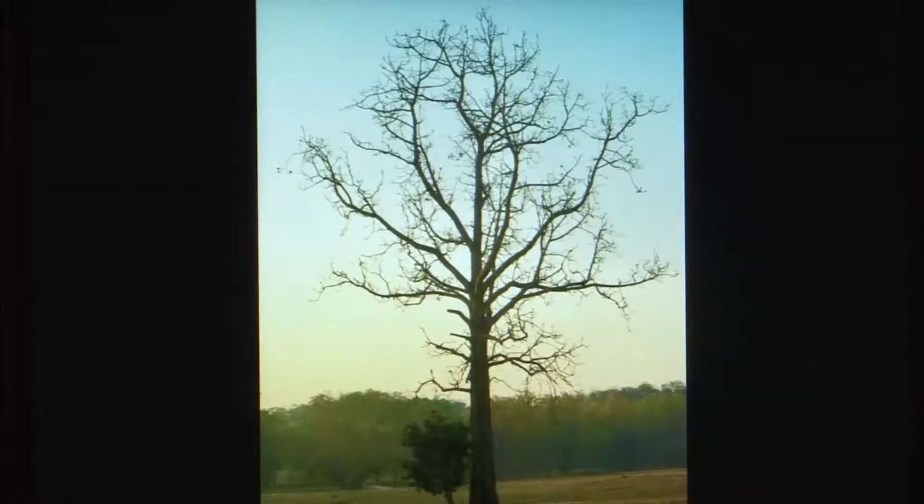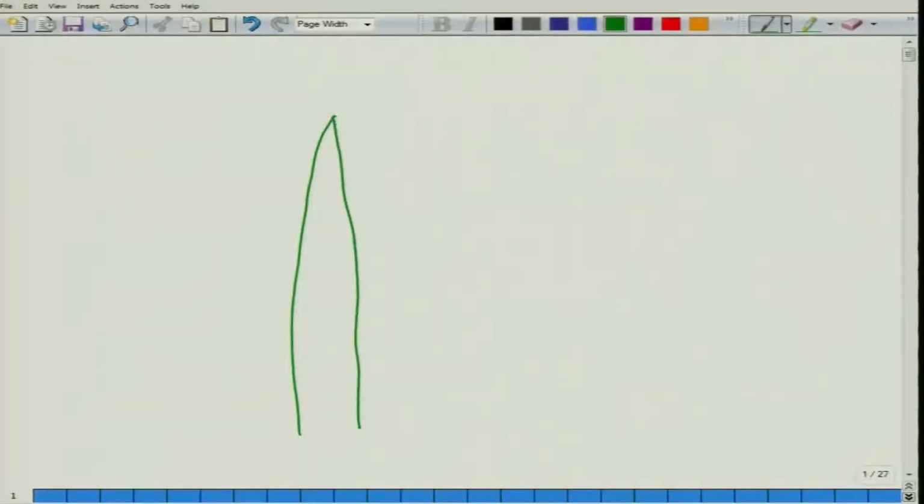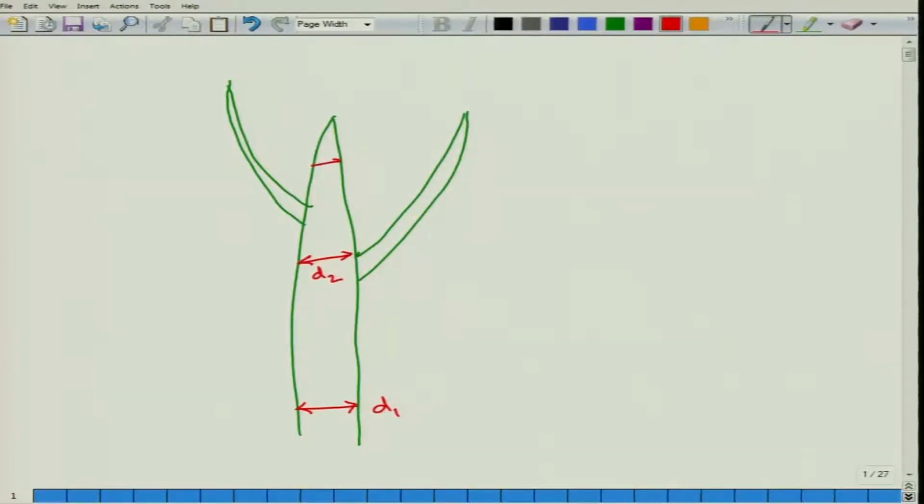So, what do we mean by taper? If you look at this particular tree, it would look something like this. Essentially, the diameter here, let us call it D1, is greater than the diameter here, D2, which is greater than the diameter here, D3. So, D1 is greater than D2 is greater than D3. This reduction in diameter as we move from bottom to top is called taper.